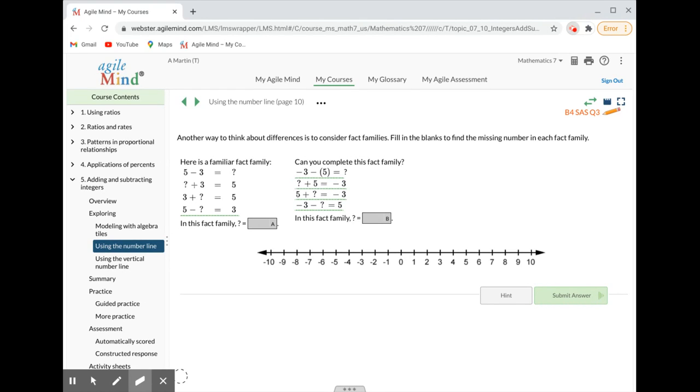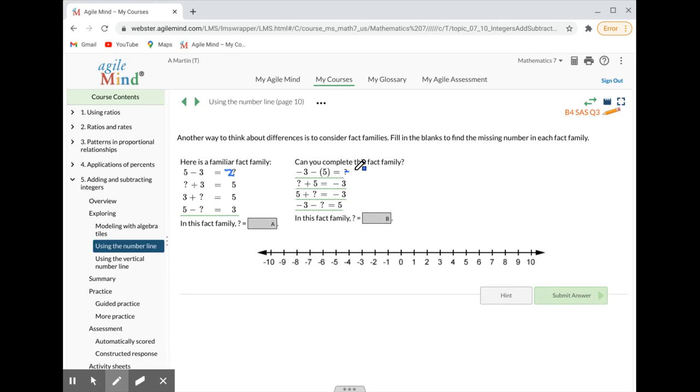All right, Devin, you got your hand up. Roll with it. Tell us what you got. So I think the first one is 2. Okay. And the reason I say that is because 5 minus 3 is 2, and 2 plus 3 is 5. You fill it in, and then 3 plus 2 is 5, and 5 minus 2 is 3. Perfect. So I think the first one's 2, and then do you want me to do the second one too? Yeah, go ahead. I think it's -8.